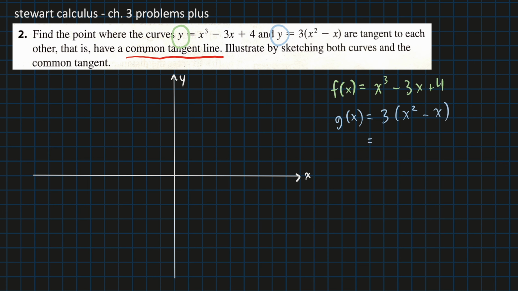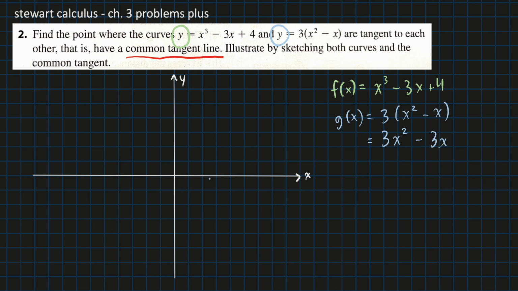And because we see common tangent line, we might be thinking, maybe I'll have to take the derivatives of these functions eventually. And in my opinion, it's a lot easier to take a derivative when the function is in expanded form. So I have 3x squared here minus 3x. I just distributed the 3.